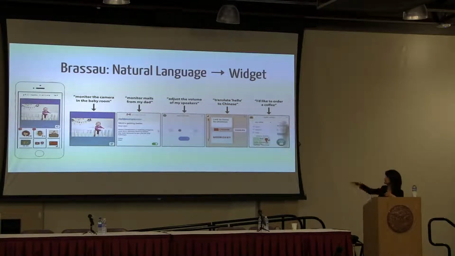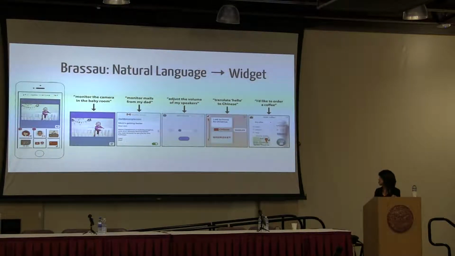So a user can say, here are the kinds of things that I like to say. I want to monitor the camera in the baby room, or I want to monitor mails from my dad. I want to be able to order coffee, and I usually order it this way. I say it in English sentences, and then the GUIs are automatically generated. All these GUIs are automatically generated by our system because all this information is in the Wikipedia entries. We're really getting to a point where everything is very customized for the individuals, and at the same time, open source can get the privacy.